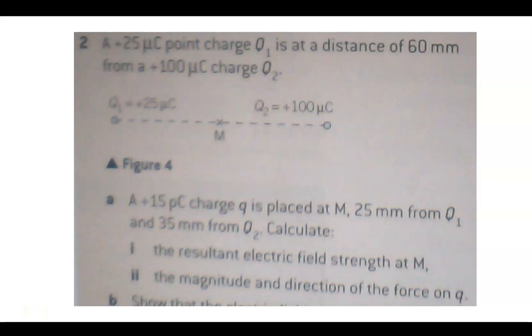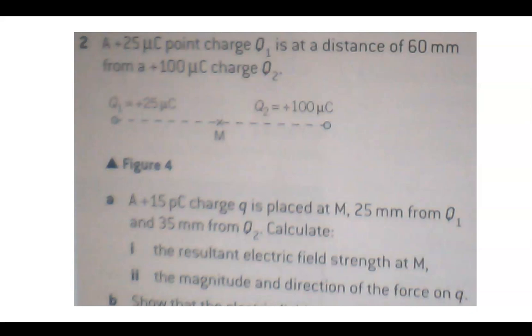A 25 microcoulomb point charge Q1 is at a distance of 60 millimeters from a plus 100 microcoulomb charge Q2. Draw us a nice little diagram of it. A 15 picocoulomb charge Q is placed at M, 25 millimeters from Q1 and 35 millimeters from Q2. Calculate the resultant electrical field strength at M and the magnitude and direction of the force on Q.